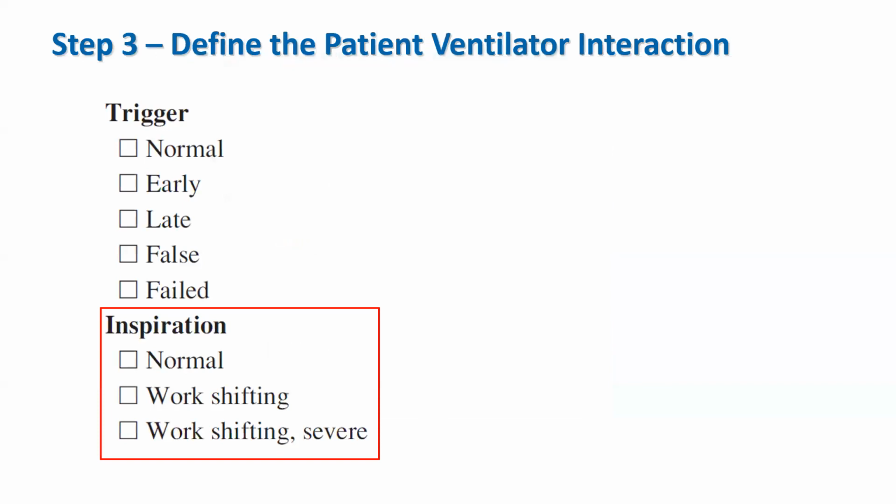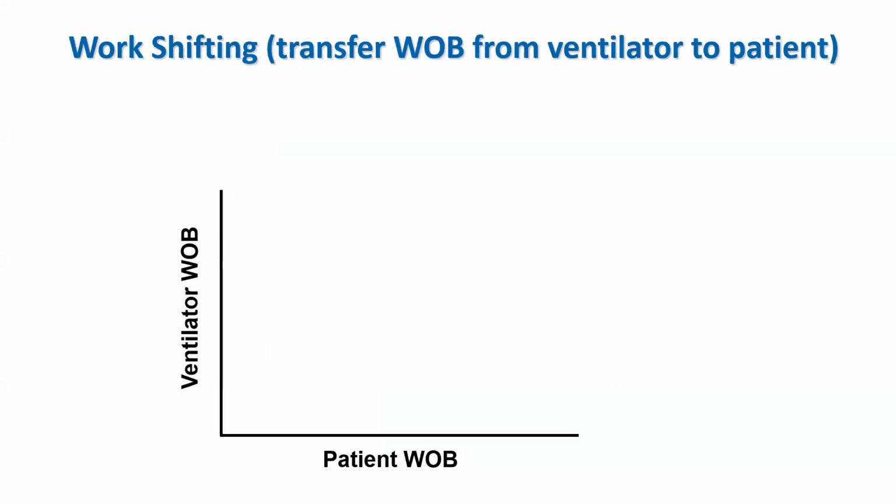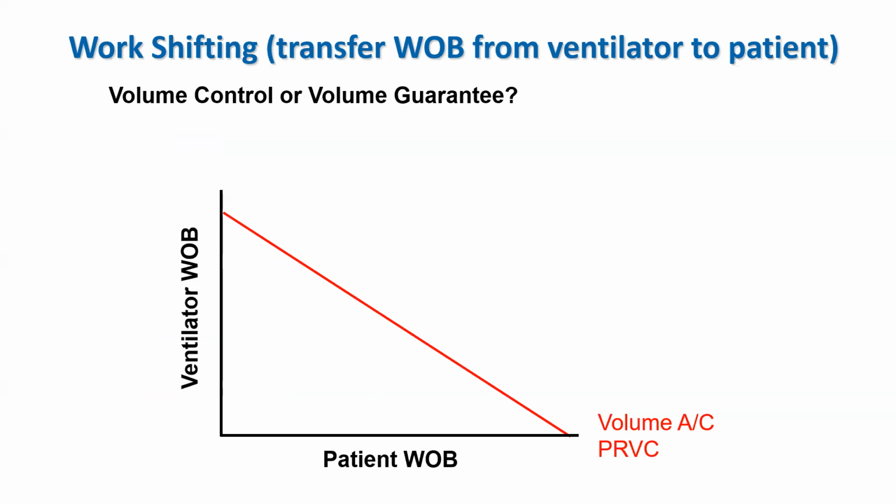So step 3 is to define the patient-ventilator interaction in terms of inspiration. So here we have normal work shifting and severe work shifting. Well, what do we mean by work shifting? Well, if you take a plot where we put the work of breathing or the work of inspiration on the vertical axis that the ventilator does versus the work that the patient does by PMUS, then we get some interesting patterns.